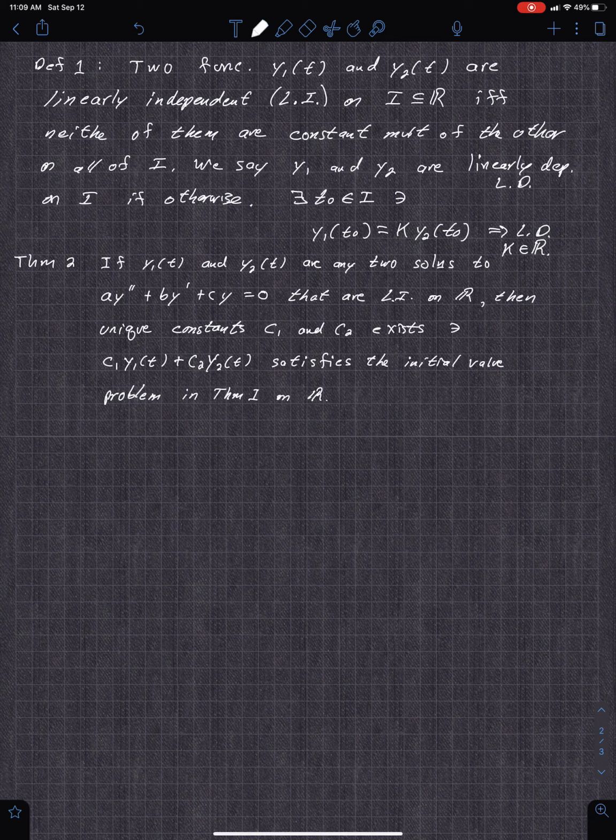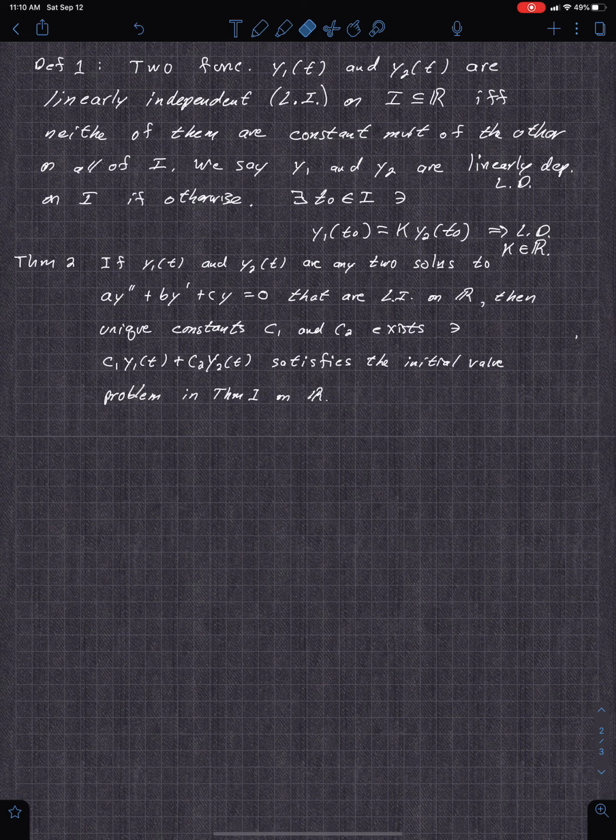And actually, I guess I needed that. Then there exists unique. Oh, I already wrote that down. Sorry, I just didn't write it out. So basically, this statement right here, then unique constants. That's where instead of writing all those words, you could just say there exists unique C1, C2 such that, and you say where they are in R. Okay, anyway.